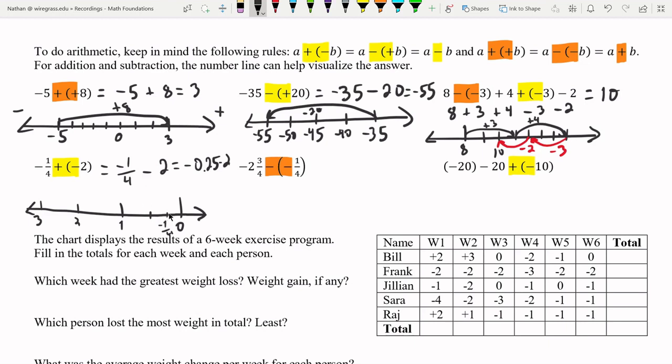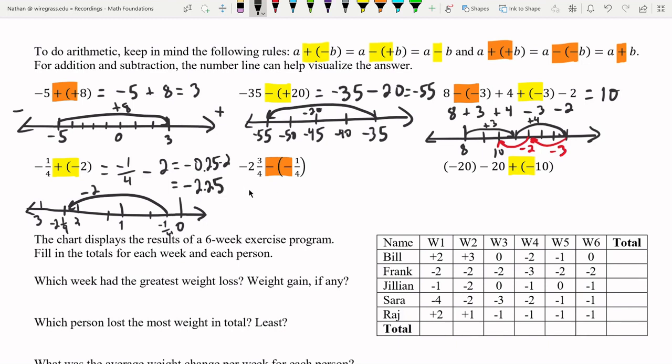So down 1 unit from a fourth is going to be here, to negative 1 1/4. And then down 2 more is going to go down to there. This is going to be negative 2 1/4. That is minus 2 units. So the answer is going to end up being negative 2 1/4 or negative 2.25.